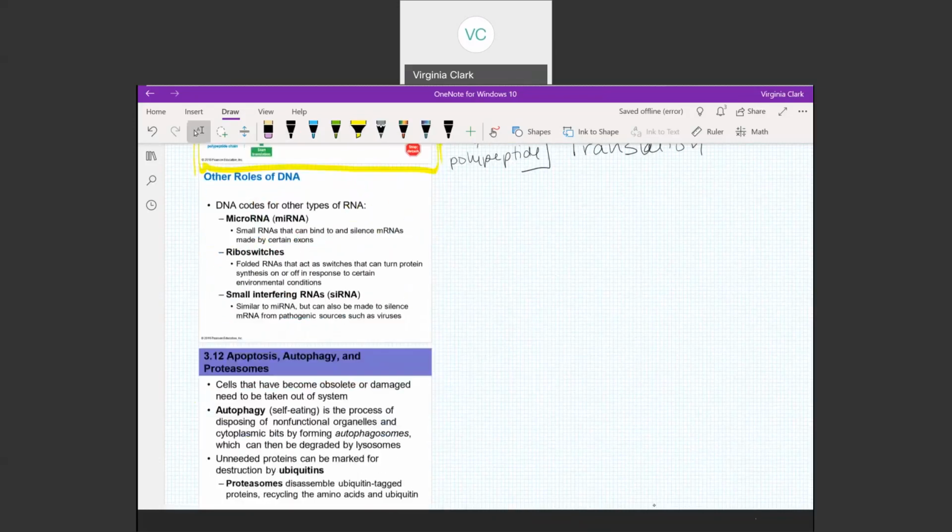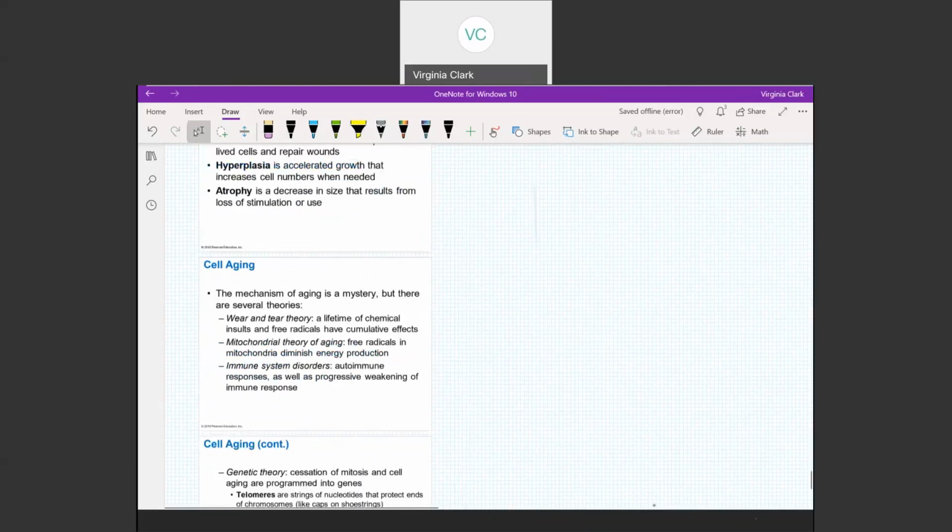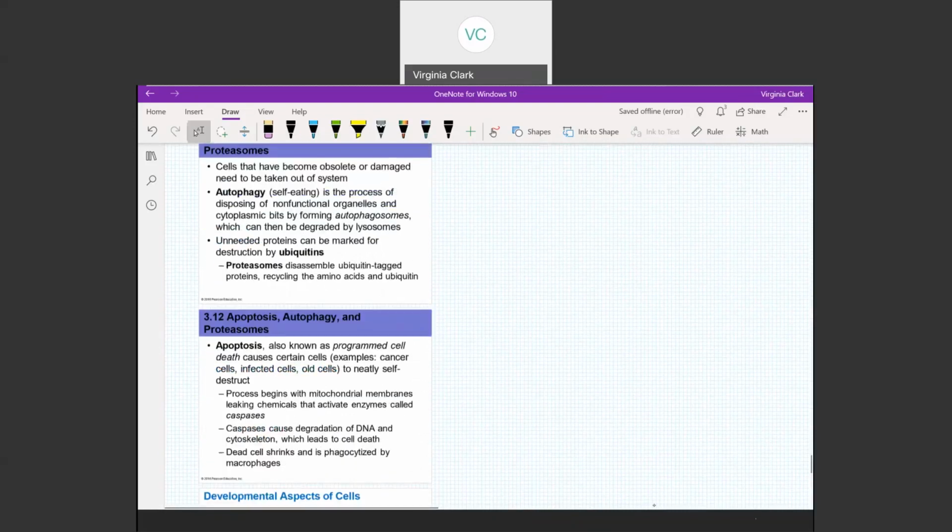Okay, and then the last thing we're going to talk about, a term you need to know, is 3.12, apoptosis. When you see the word apoptosis, it's a very important word. It's also known as programmed cell death. And apoptosis essentially means that the cell can self-destruct. So it can destroy itself.